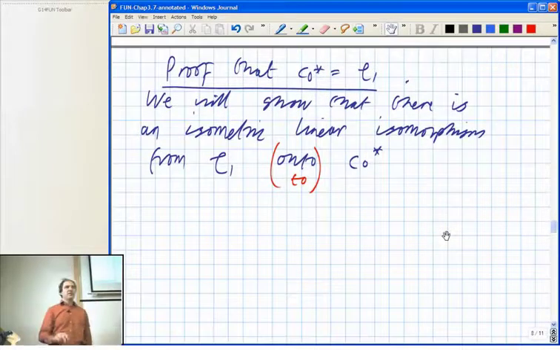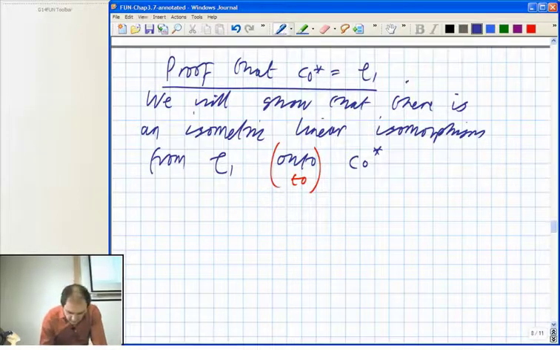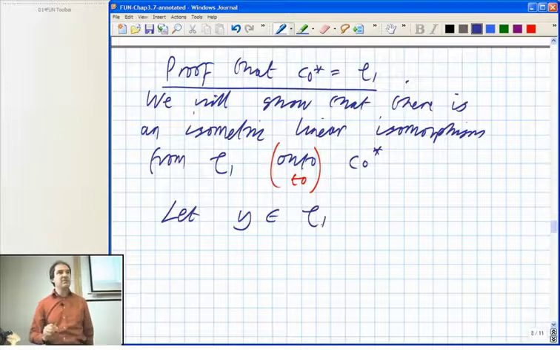Right, so how do we do this? Let's start by fixing y in little l1, and we'll fix this temporarily.